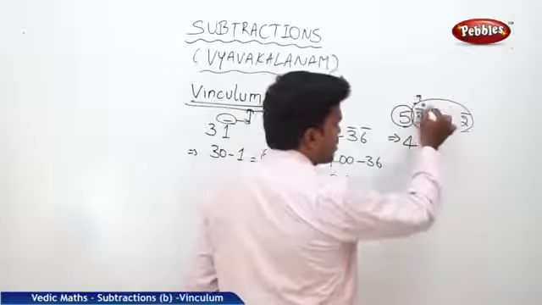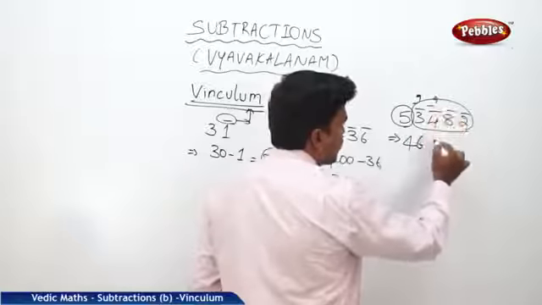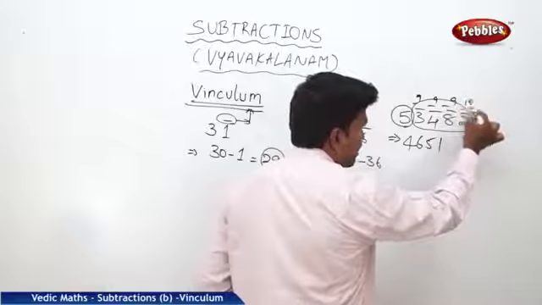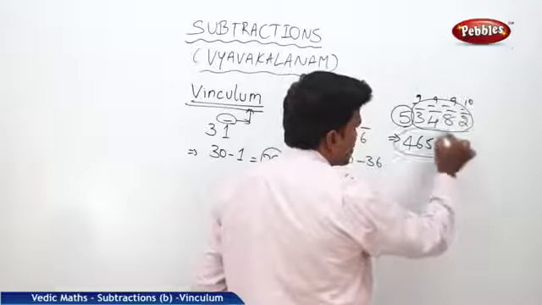9 minus 3 is 6, 9 minus 4 is 5, 9 minus 8 is 1, but last from 10 exactly. So 10 minus 2 is 8. This is your answer.